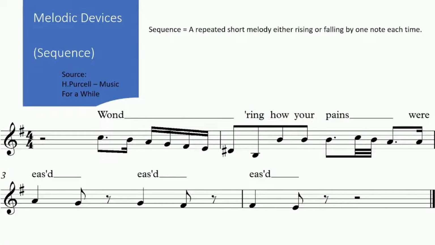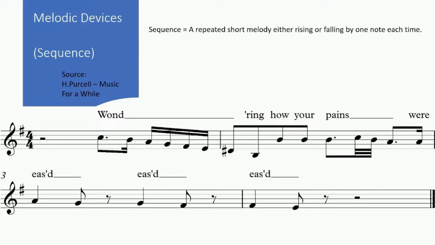Now, sequence. Sequence is a repeated short melody, either rising or falling by 1 note each time. And in this example, we're going to listen to Music for a While by Henry Purcell. Again, Edexcel GCSE set work alert.